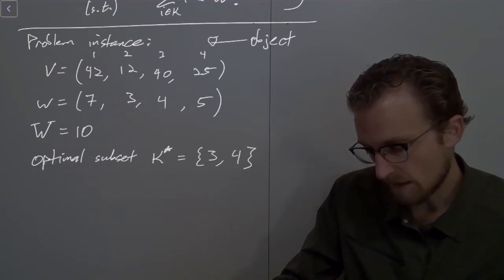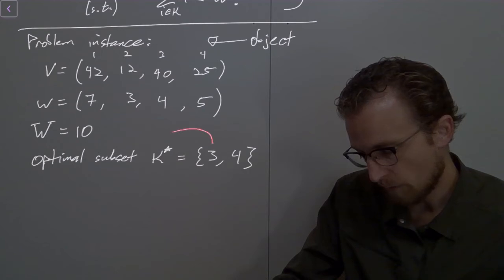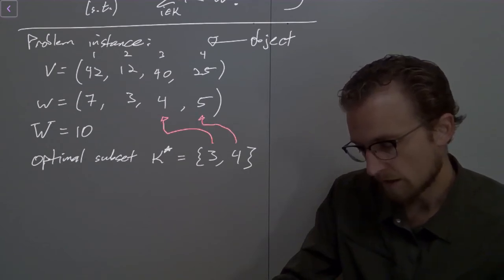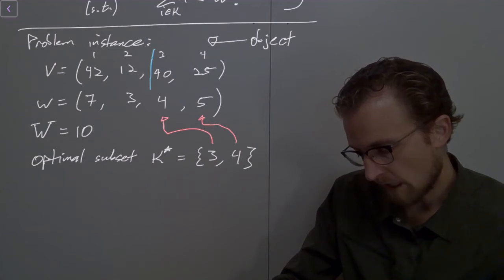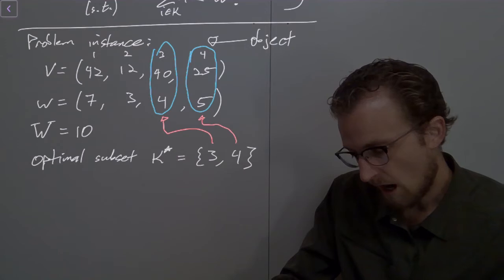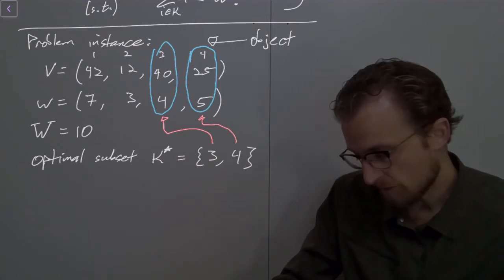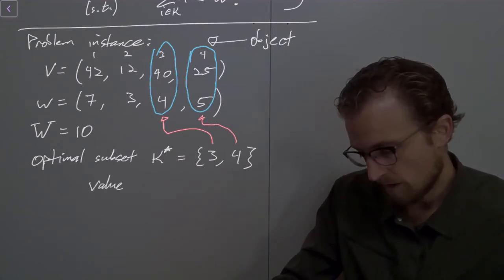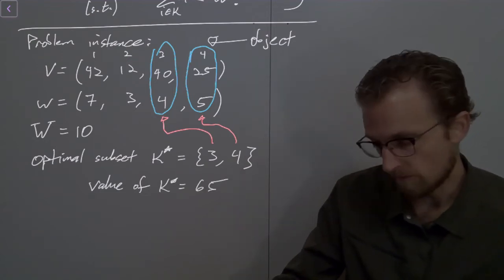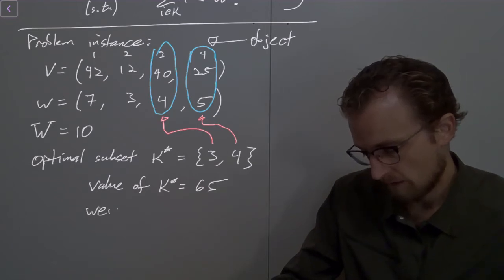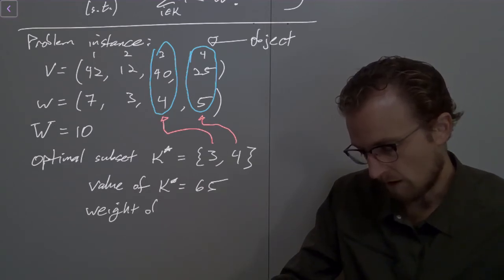And so what does that mean? Well, that means 3 is pointing to this object, and 4 is pointing to this object. And so that means we're bringing along this thing and this thing. And so what's the value of this subset? So value of K star is 65, right? 40 plus 25. And the weight of K star is 9.